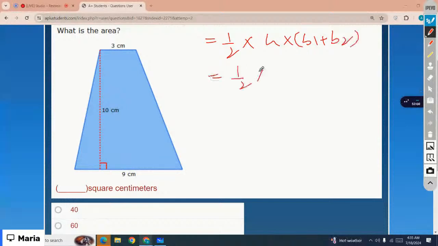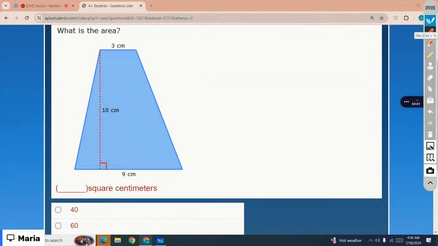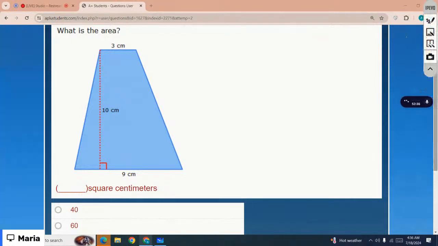So that is 1 over 2. Height is 10. The first base is 9, the second is 3. So that is 12 times 10, which is 120, and 120 divided by 2 is 60. So the area is 60 square centimeter. Got it? The correct option is 60 square centimeter, right? Option number 2 is the correct option.